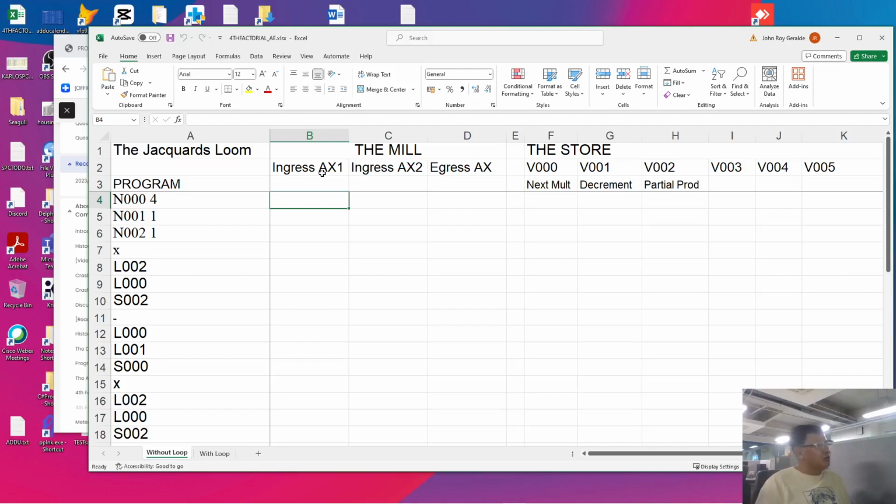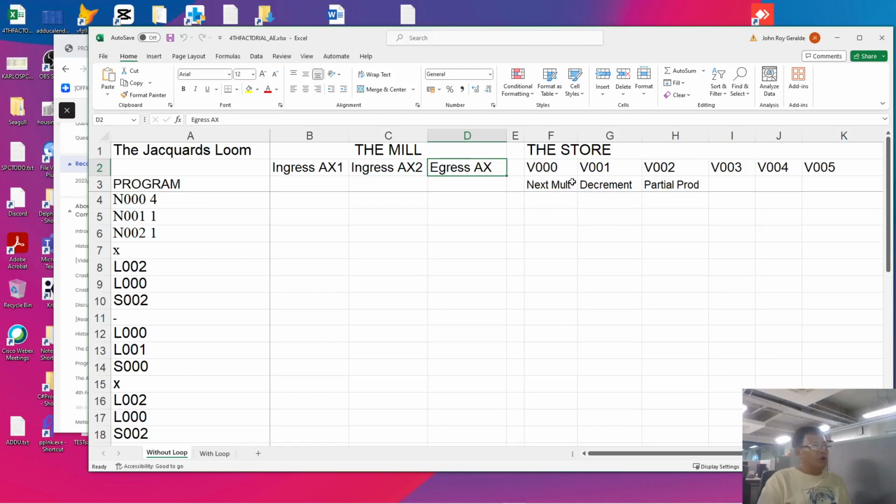In our worksheet, we have divided it into three different parts. We have the program in the Jacquard's loom. We have the mill, which has the ingress axis 1 and ingress axis 2, and the output egress axis. And to the right is the store, which is composed of the variables 000 to 999. In this case, variable 000 is used particularly to store the next multiplier because factorial is a repetition of multiplication. And variable 001 is the standard decrement which is used to compute the next multiplier.